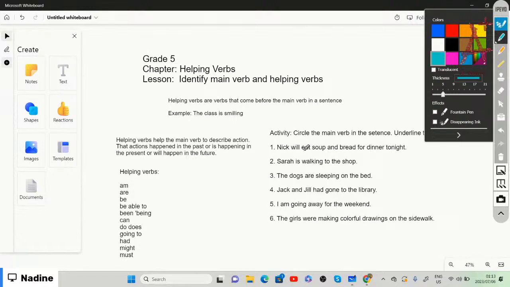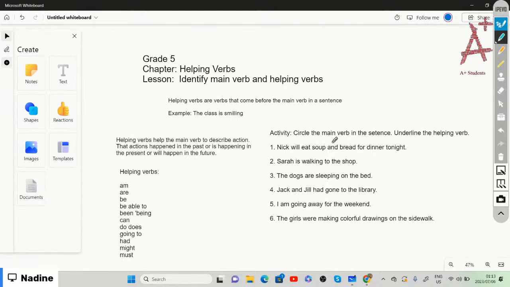All right, so Nick will eat soup and bread for dinner. We are first going to circle the main verb and then underline the helping verb. So Nick will eat soup and bread for dinner tonight. We need to identify the main verb by circling it. What will Nick be doing?